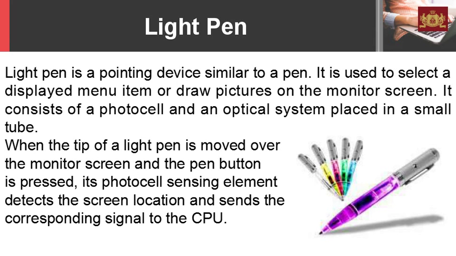Light pen is a pointing device similar to a pen. It is used to select a displayed menu item or draw pictures on the monitor screen. It consists of a photocell and an optical system placed in a small tube. When the tip of a light pen is moved over the monitor screen and the pen button is pressed, its photocell sensing element detects the screen location and sends the corresponding signal to the CPU.